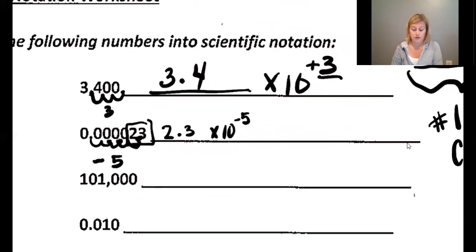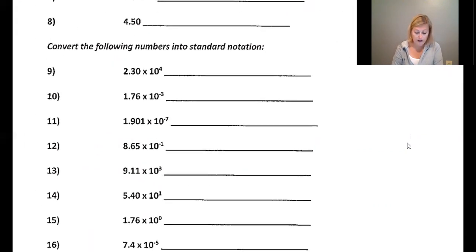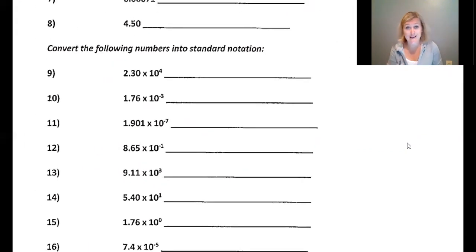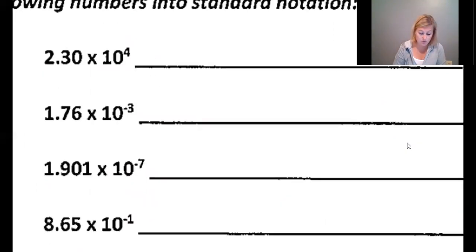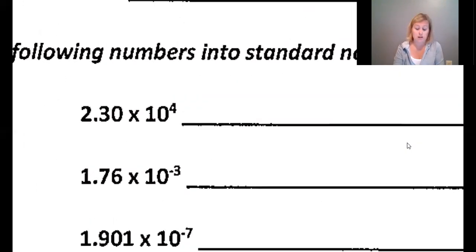Okay, looking good there. Now I think down here we have going the opposite way. Now you're in scientific notation and you need to convert it to standard notation. So when I'm doing this, I look at the exponent. Okay, I'm going to highlight that exponent. That exponent is a positive number. There's no negative.